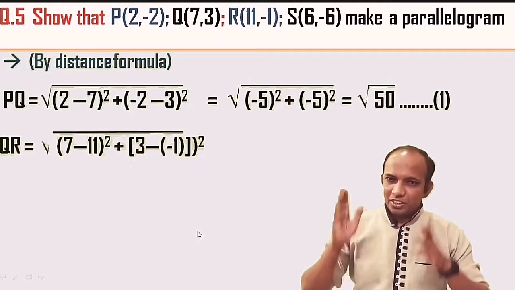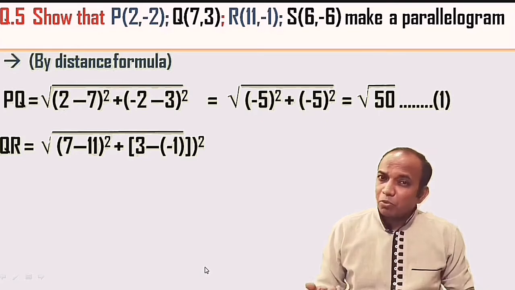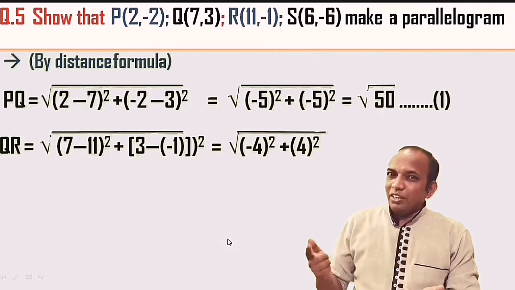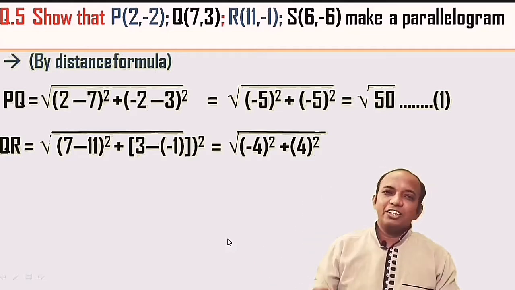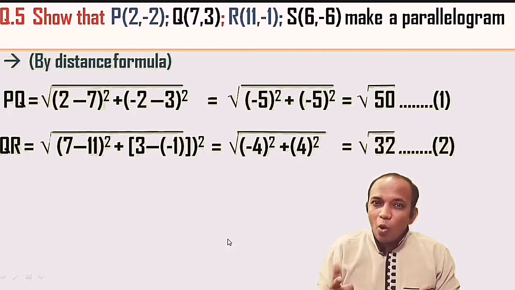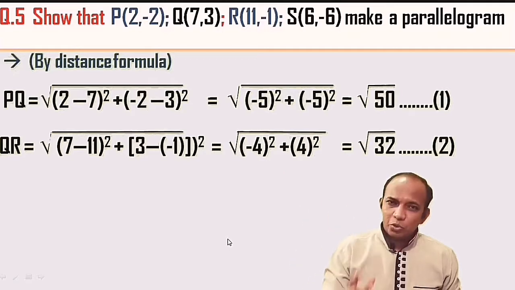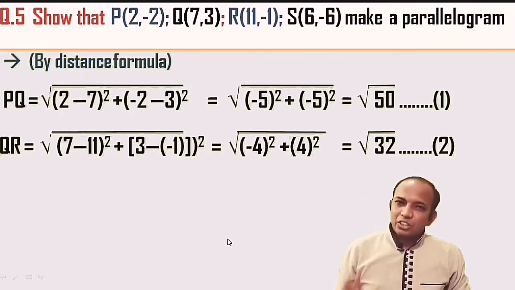Now let's find the length of QR. Again, same distance formula, substitute the values in it, carry out the first step of the operation, then you get (-4) square plus 4 square, and that results in under root 32. How? 4 square is 16, again 4 square is 16, 16 plus 16 is 32. Number it as 2. Let's find RS now.